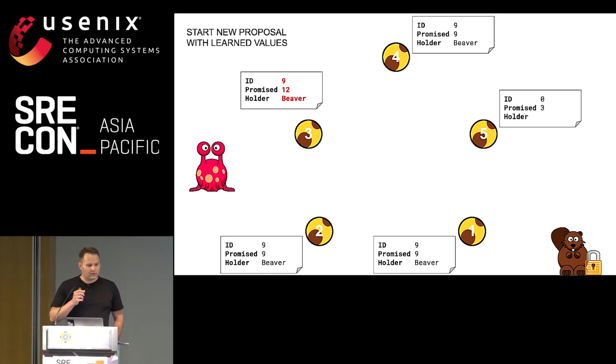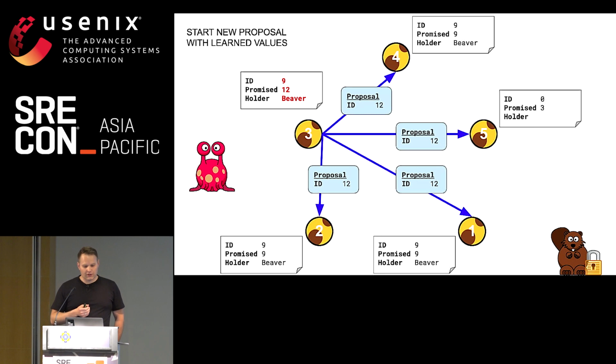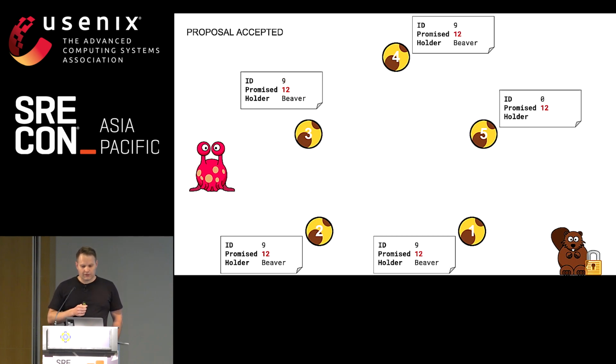And it sends out a new proposal with the ID 12. So 9, adding 3, sends out a new proposal. I'd like to have a new Paxos run because the previous one failed. ID number 12, or promise 12, sounds good to everyone, so all the instances agree. We will promise you the next commit.